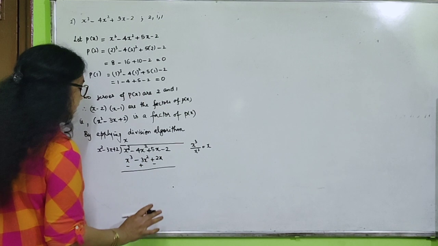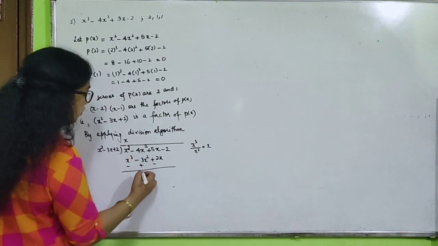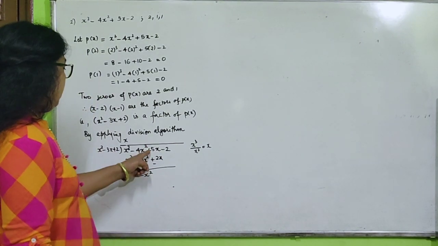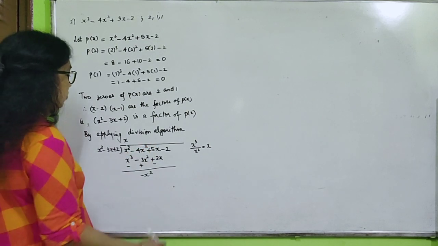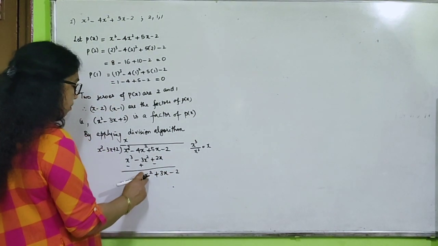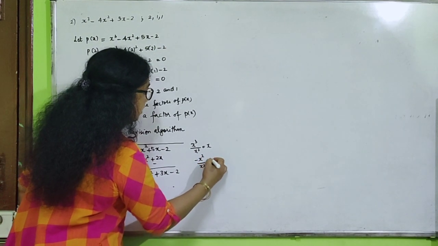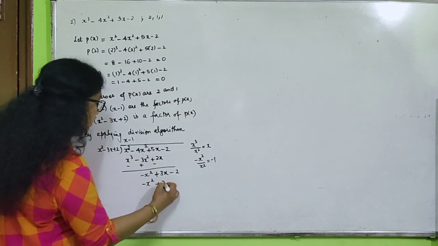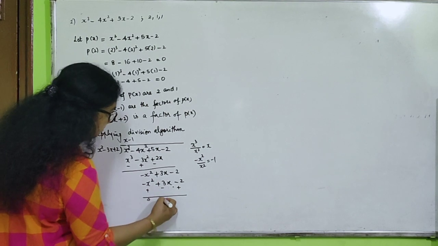X cube minus x cube cancel. Minus 4x square plus 3x square, different sign subtraction: 4x square minus 3x square is 1x square, and the bigger number's sign is minus, so minus x square. Plus minus, different sign subtraction: 5x minus 2x is 3x. So plus 3x minus 2. Now minus x square, next step. Minus x square upon x square is minus 1. So minus 1 times x square minus 3x plus 2, plus minus plus, 0.